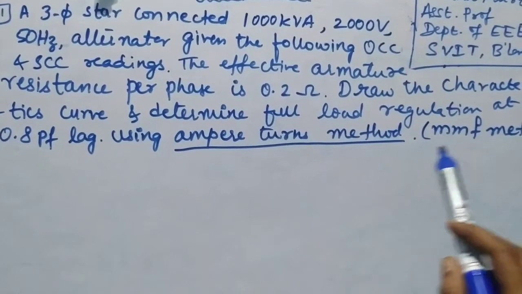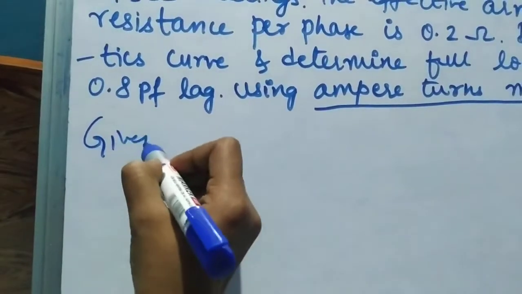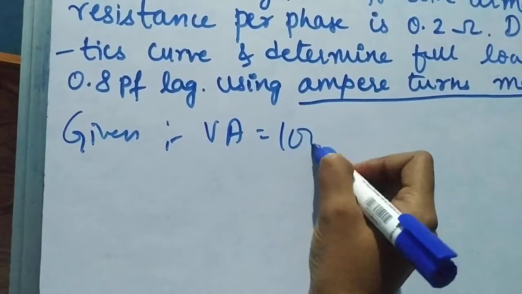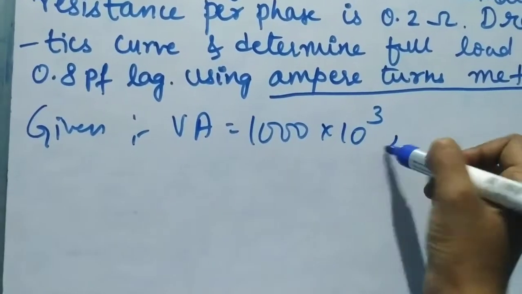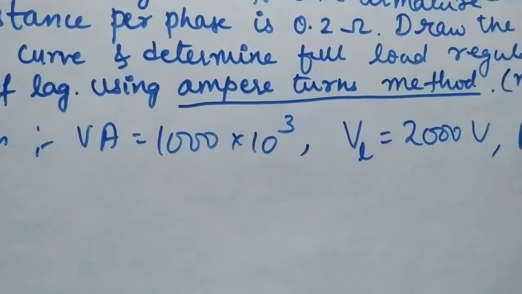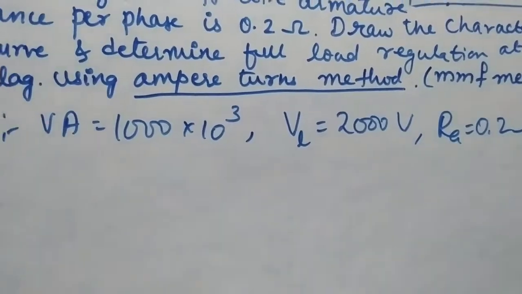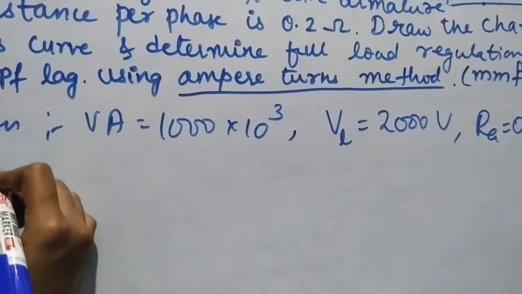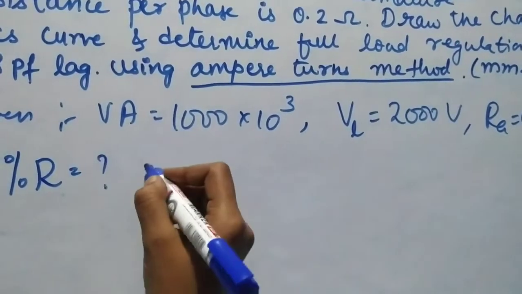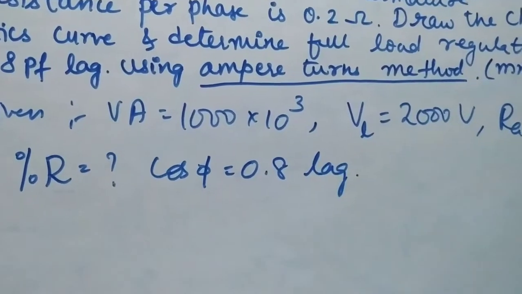Ampere turns method is nothing but the MMF method. So let us write down the given data. VA is equal to 1000 into 10 power of 3, line voltage is 2000 volt and armature resistance is 0.2 ohm. Okay. Now first what you have to do, you have to obtain the regulation for cos phi is equal to 0.8 lagging case.